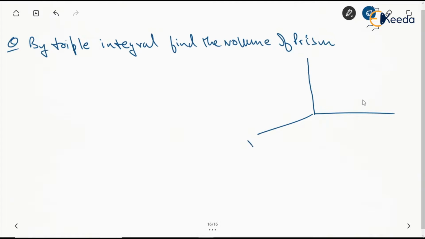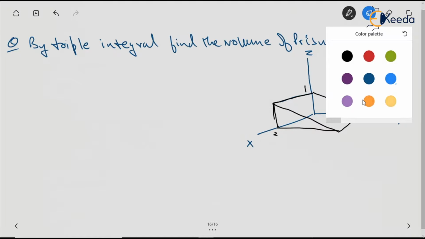Let's say this is x, y and z. So this is a prism. We can see clearly these values: x is equal to 2, y is 3 and z is 1. So we have to find the volume of this body. Let's take the elements here.